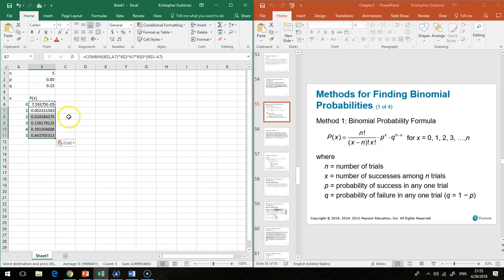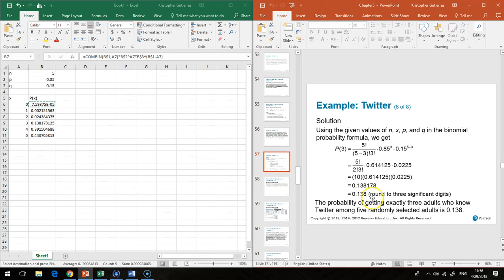Now, let's take a look here. Probability of 3 is 0.138. Probability of 2 is only 0.024. So, see, there is a significant difference there. And the probability of all 5 people knowing of Twitter is actually almost half, 0.44. Probability of none of them knowing it is very, very small. But now this will be my combination.